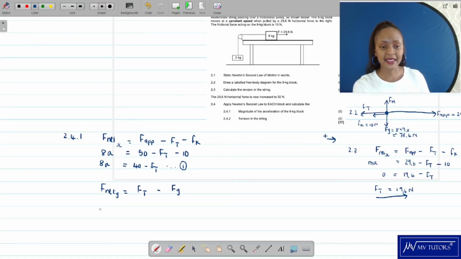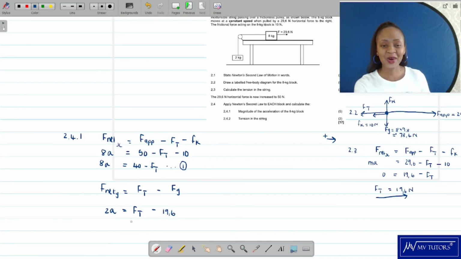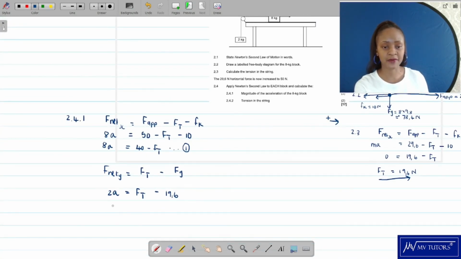Again, force is mass times acceleration, so the mass is 2, acceleration is just a. The tension force we are looking for, and then it's going to be 2 times, well, the force of gravity is 2 times 9.8, which is 19.6. So now I have 2 equations, 2 unknowns. I'm just going to write this equation in terms of Ft, tension force. So then I have 2a plus 19.6, and this is my second equation. So we're going to solve simultaneously.